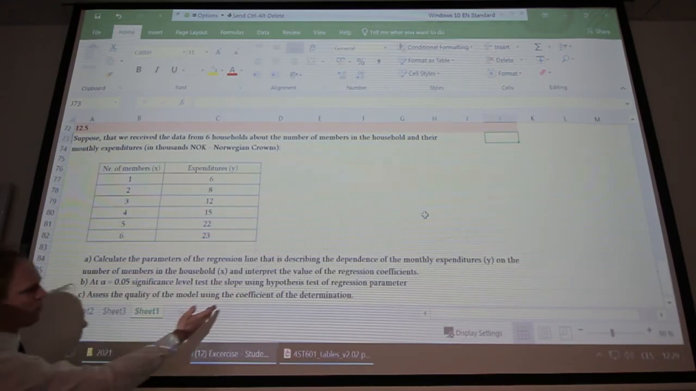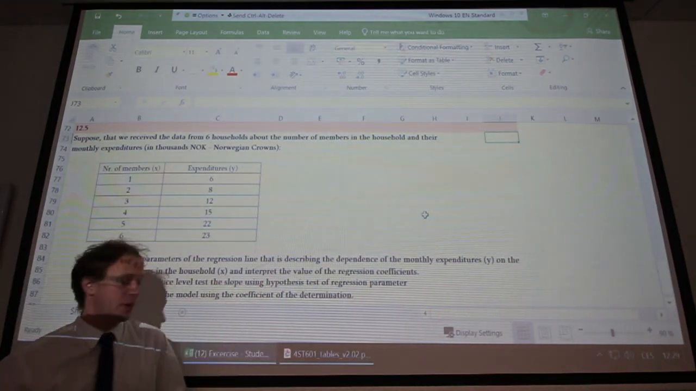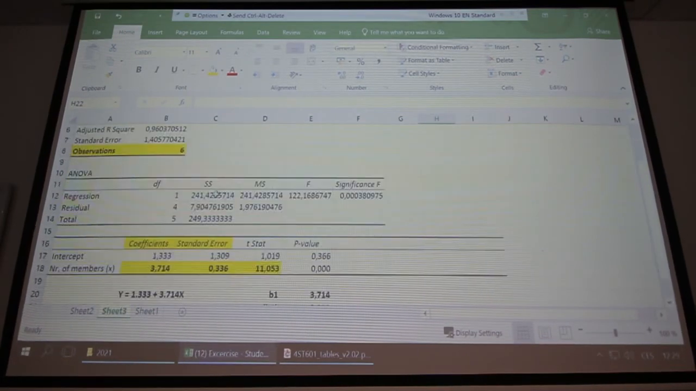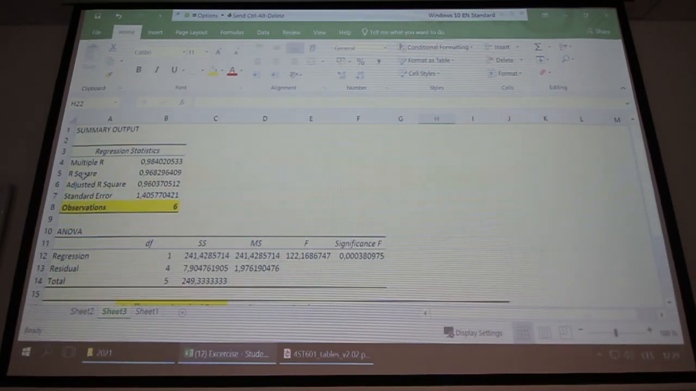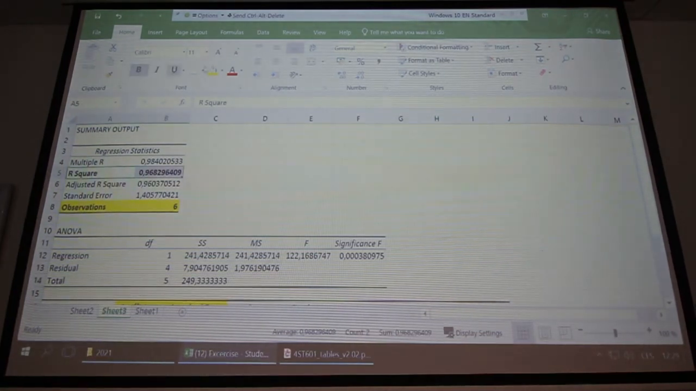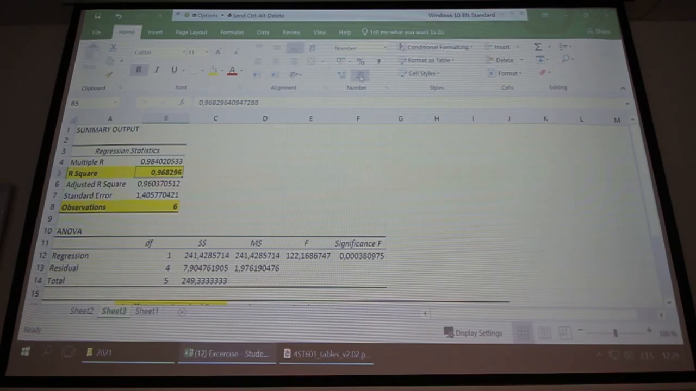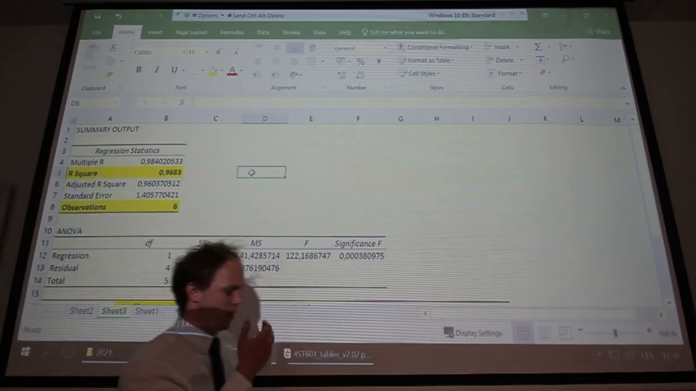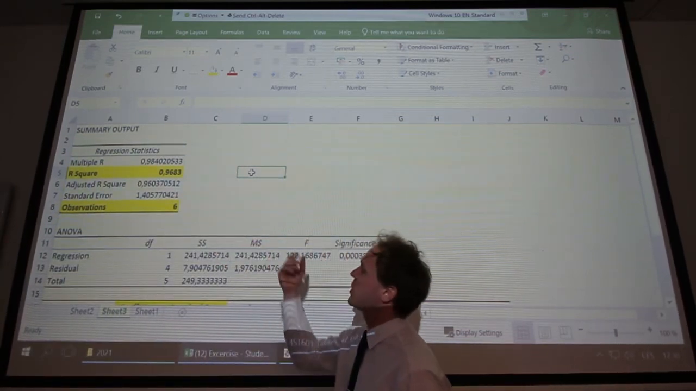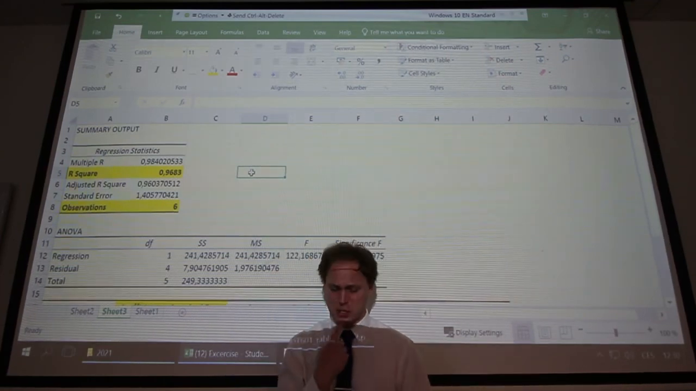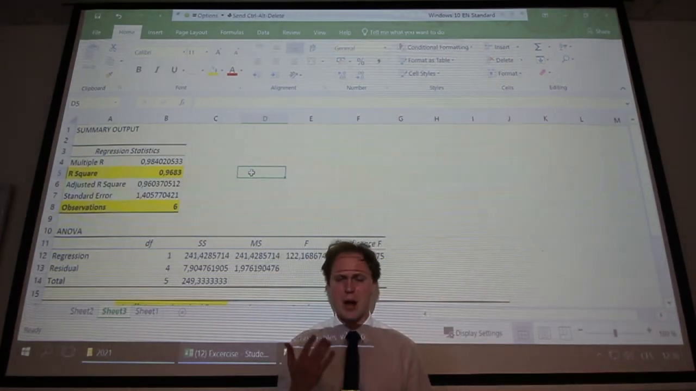Assess the quality of the model using the coefficient of determination. We already calculated the coefficient of determination. For example, here it is already calculated for us, and you can see 96.83%. So it's very high, very close to 1. Therefore, we explained a lot of variability.